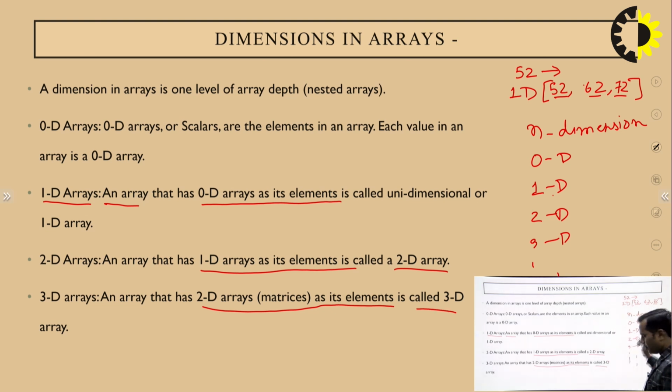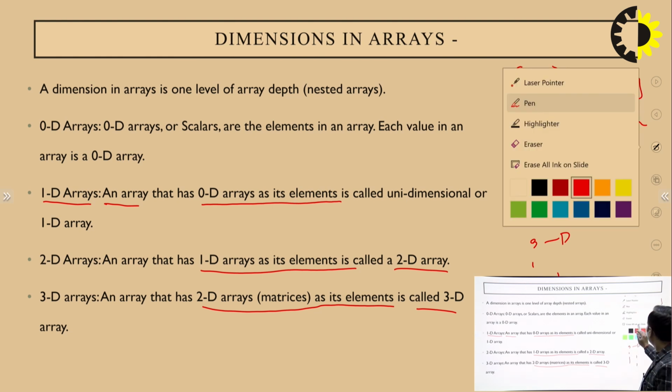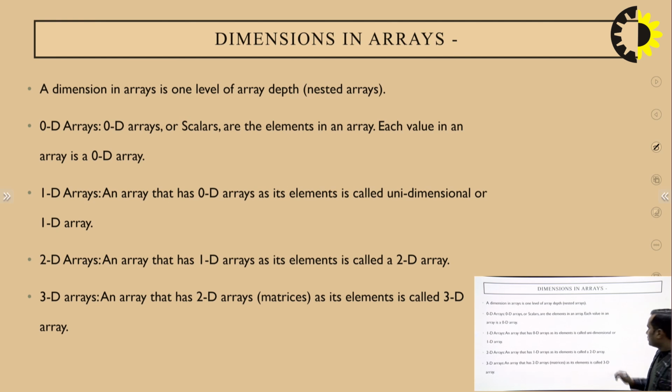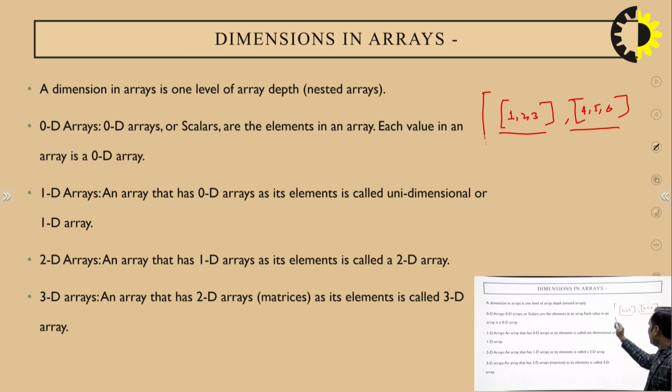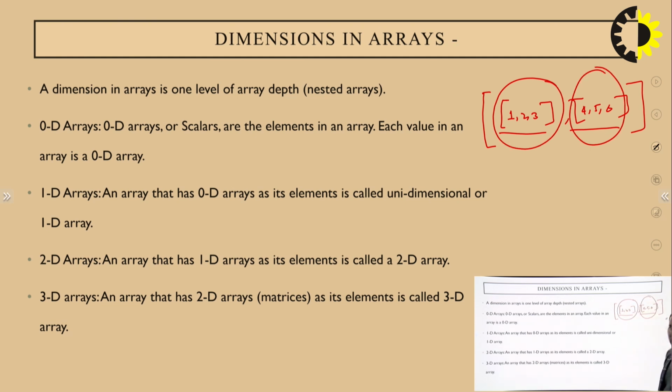So if we take an example here, see. If we have an array like 1, 2, 3, this is a 1D array, and this is another 1D array. And if we have an array that has these 1D arrays as its elements, it can be considered a 2D array. And if we have an array that has 2D arrays as its elements, it is called a 3D array.